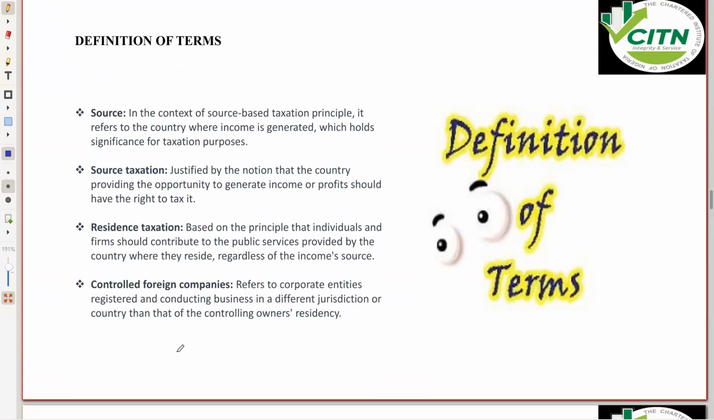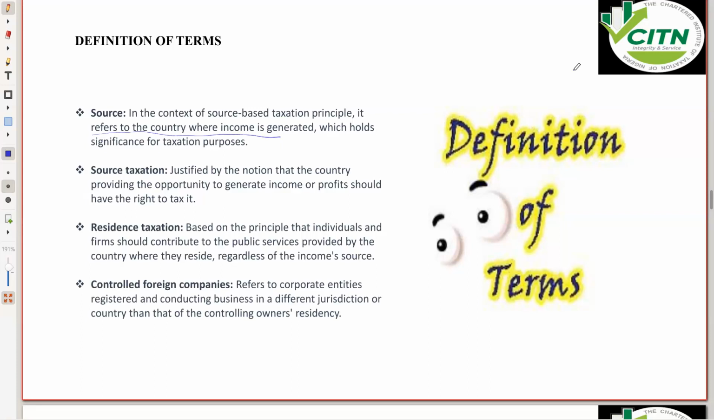Another concept we should be aware of is the concept of source. By source, basically referring to the country where the income is generated. We're not saying where the guy is staying, where he is residing, no. We're saying where the income is generated. So that's a tax source. And that's very important for international taxation or non-resident taxation, really.